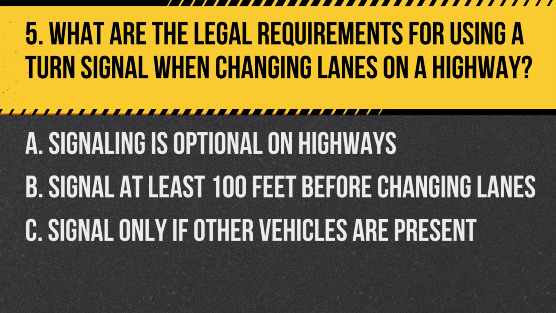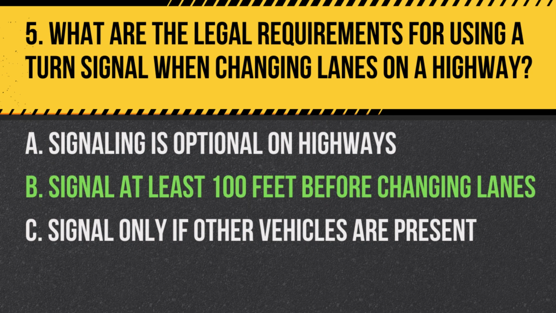Question 5. What are the legal requirements for using a turn signal when changing lanes on a highway? A. Signaling is optional on highways. B. Signal at least 100 feet before changing lanes. C. Signal only if other vehicles are present. Answer B. Signal at least 100 feet before changing lanes. California law requires drivers to signal at least 100 feet before changing lanes on a highway.